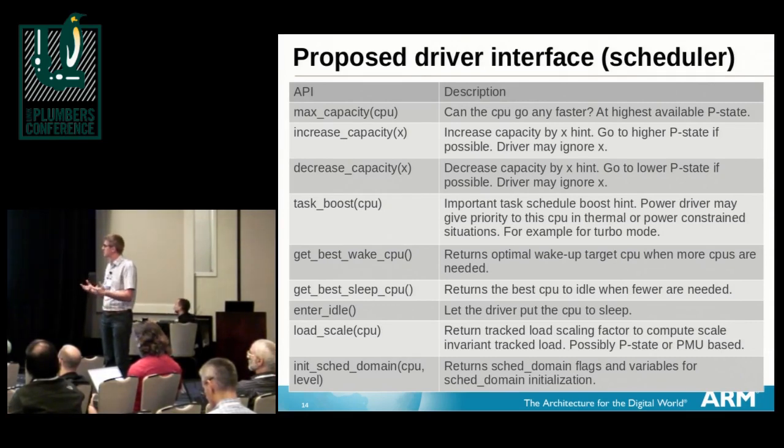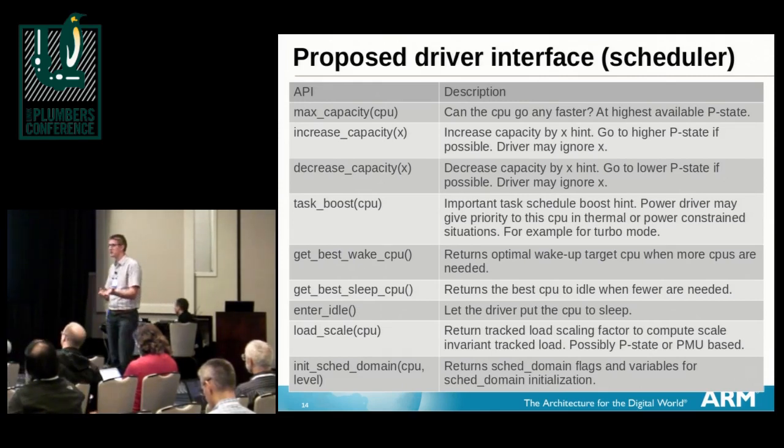You can also have a decrease capacity request. If the scheduler knows the CPU is not going to do much, tell the platform driver that this is the case and let the platform driver figure out what to do. We can have this boost hint coming from the scheduler, coming from the important task cgroup.